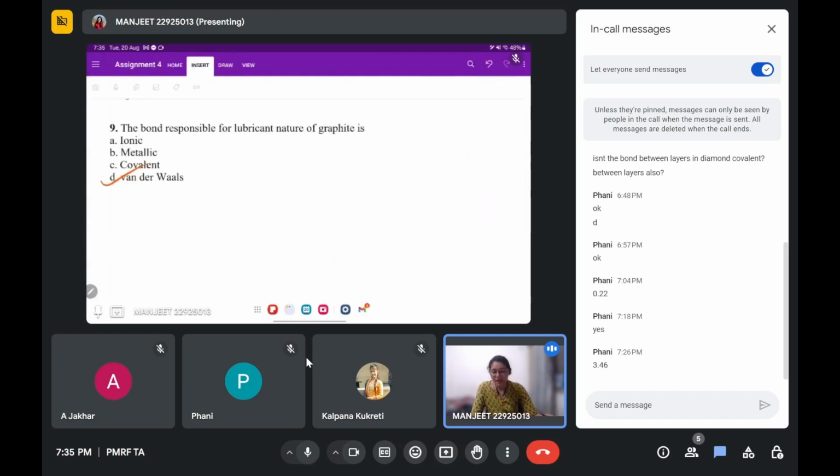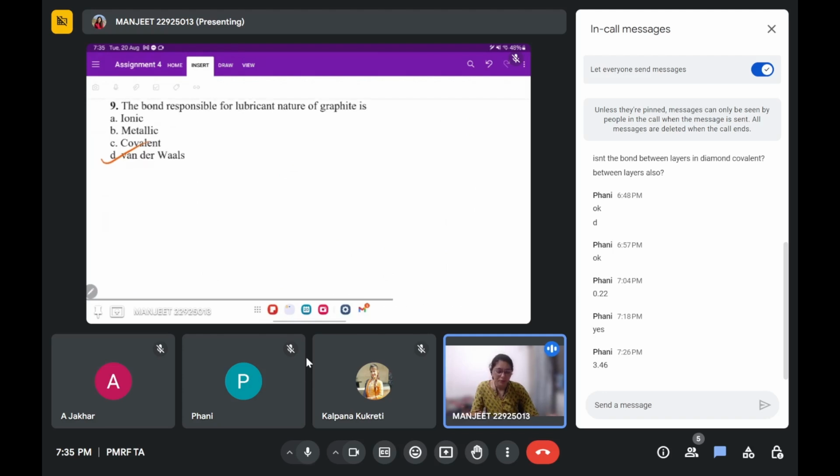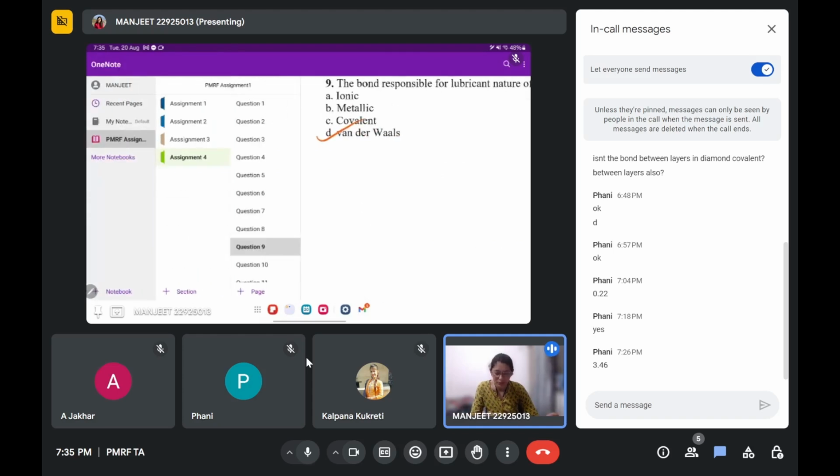In question number 9, this is the bond responsible for the lubricant nature, because the weak forces can give you the lubricant nature, so the van der Waals forces will be responsible for it.